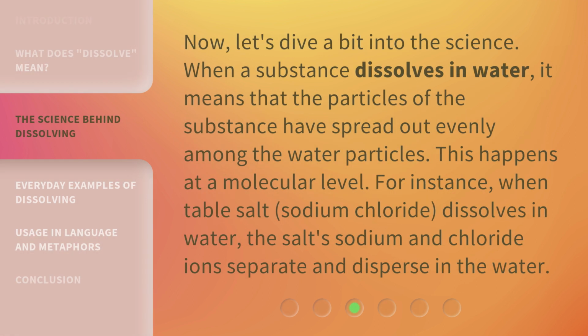Now, let's dive a bit into the science. When a substance dissolves in water, it means that the particles of the substance have spread out evenly among the water particles. This happens at a molecular level. For instance, when table salt, sodium chloride, dissolves in water, the salt's sodium and chloride ions separate and disperse in the water.